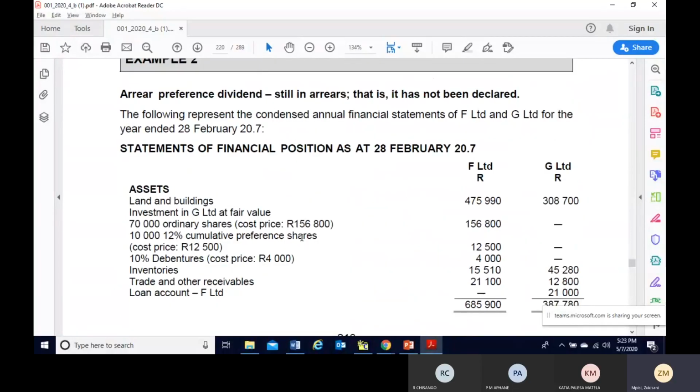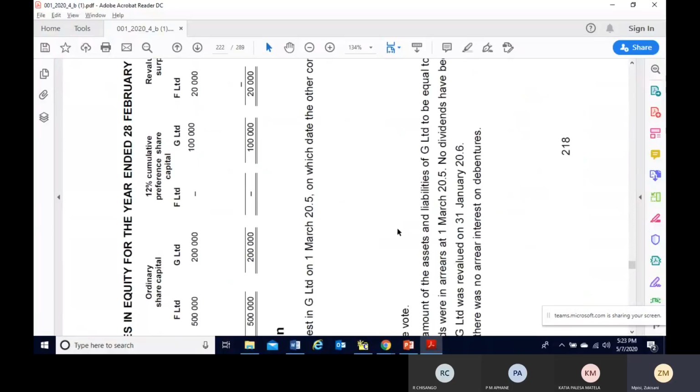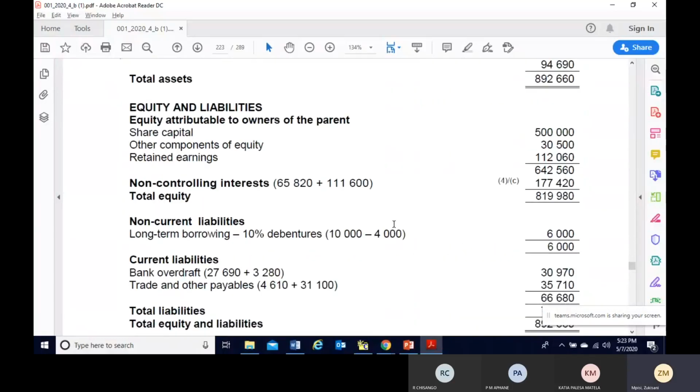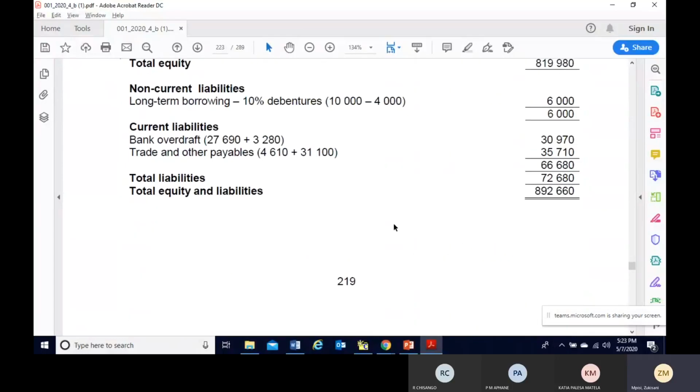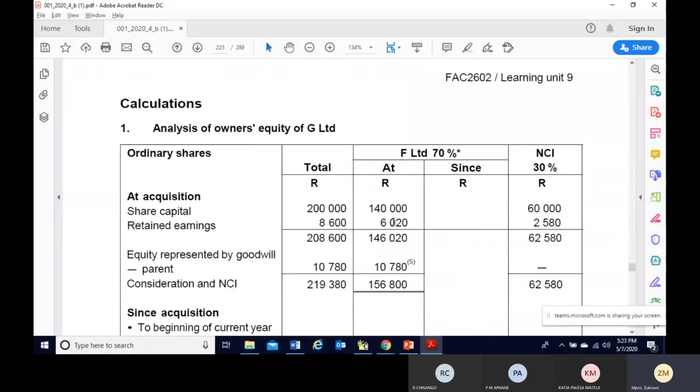Example 2 says preference dividends are still in arrears, have not been declared. So that is the same example as what we have done now. It's exactly what we have done now in question 1. So let us look at example 3.